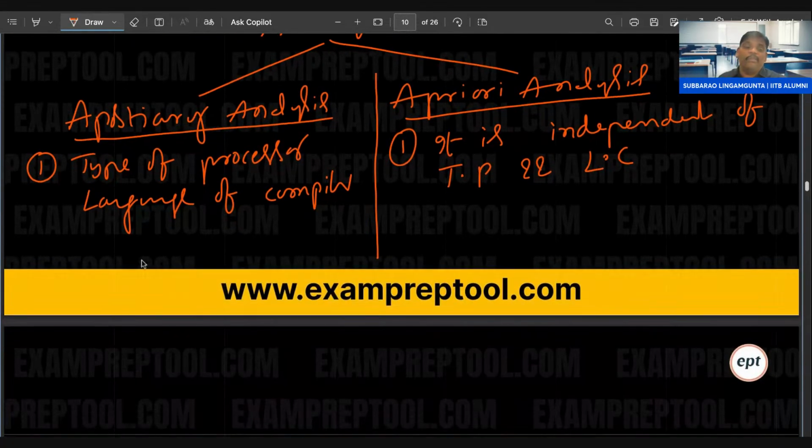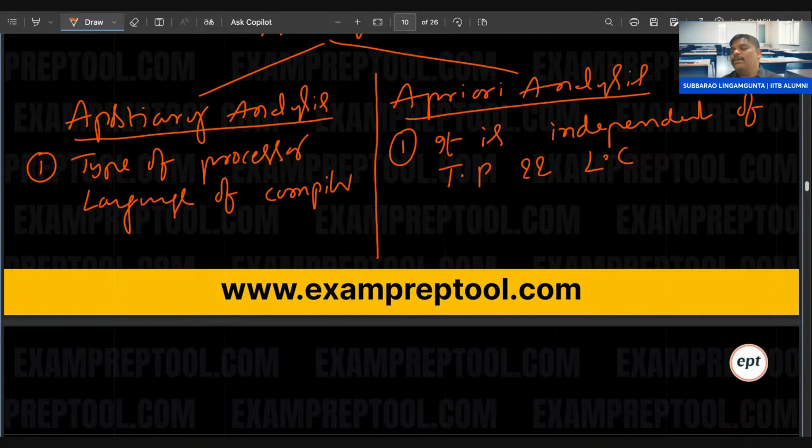Priori analysis is independent. You know very well, time complexity is based on the processor speed. When you want to find time complexity, you should know compile time plus running time. Compiler is also involved. What type of compiler are you using? Time complexity means running the program, how much time it will take. While running, the CPU comes into the picture, so how much CPU time it will take is based on the type of CPU.